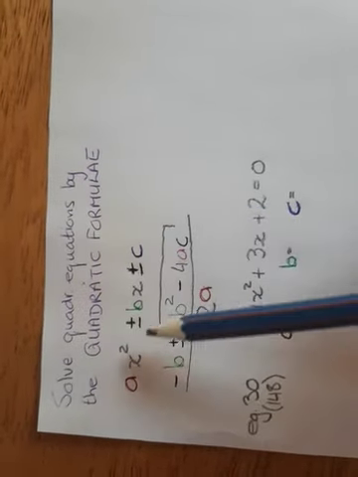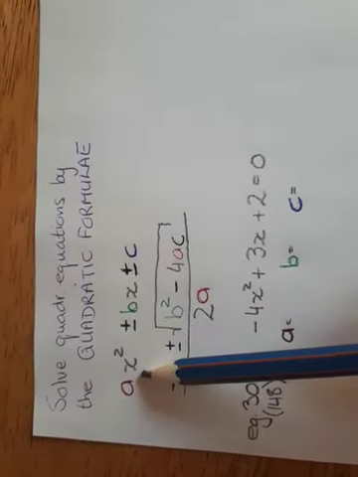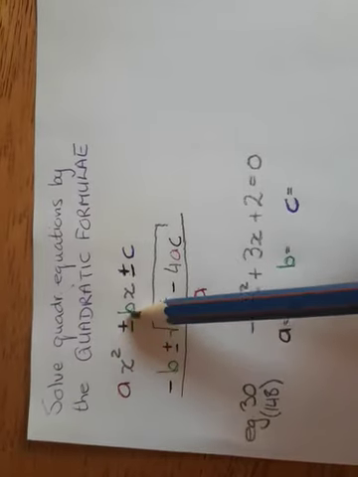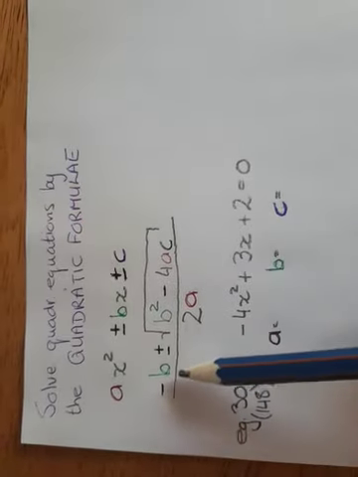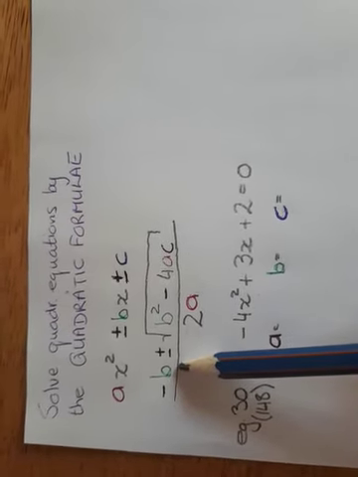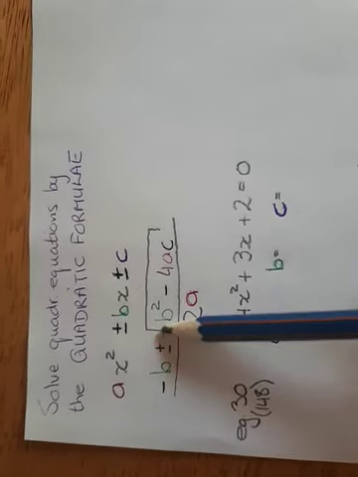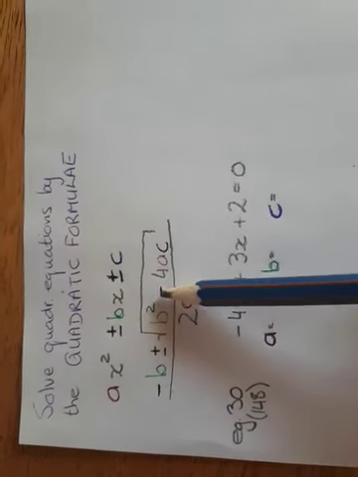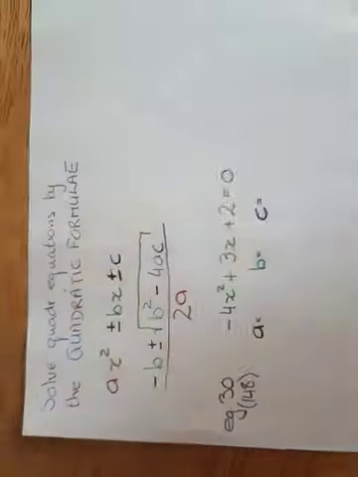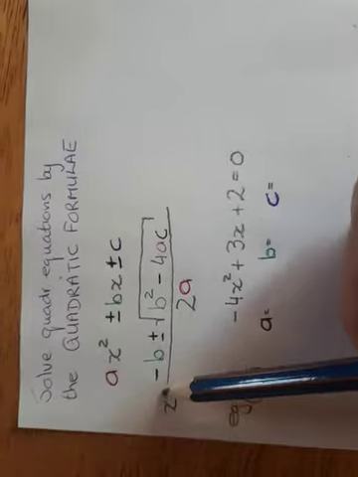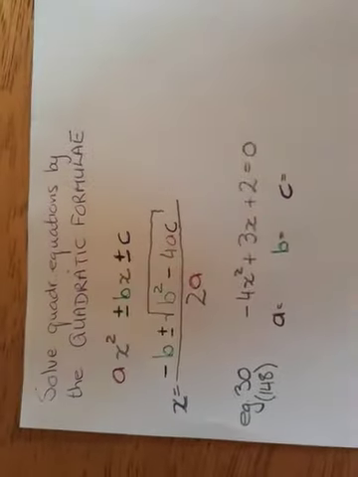Today's lesson is on solving quadratic equations by using the quadratic formula. Firstly, what you must know is the general form of a quadratic equation, which is ax squared plus or minus bx plus or minus c. And then the quadratic formula, which you must know by heart, is x equals negative b plus or minus the square root of b squared minus 4ac, over 2a. That gives you the value of x, because we want to solve this quadratic equation.